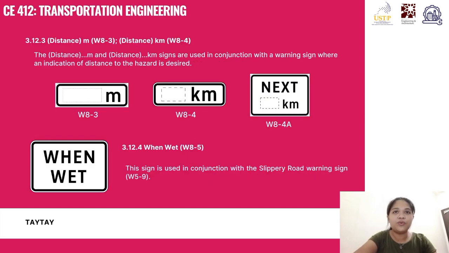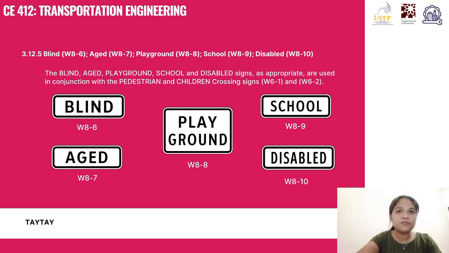Here we have signs showing distance to a hazard. Sign W8-3 shows distance in meters. Sign W8-4 shows kilometers. And W8-4A, which says next blank m, tells us how long the hazard extends. And here's the when wet sign, the W8-5. This is used with the slippery road sign and tells drivers that the danger applies only when the road is wet, like after rain.